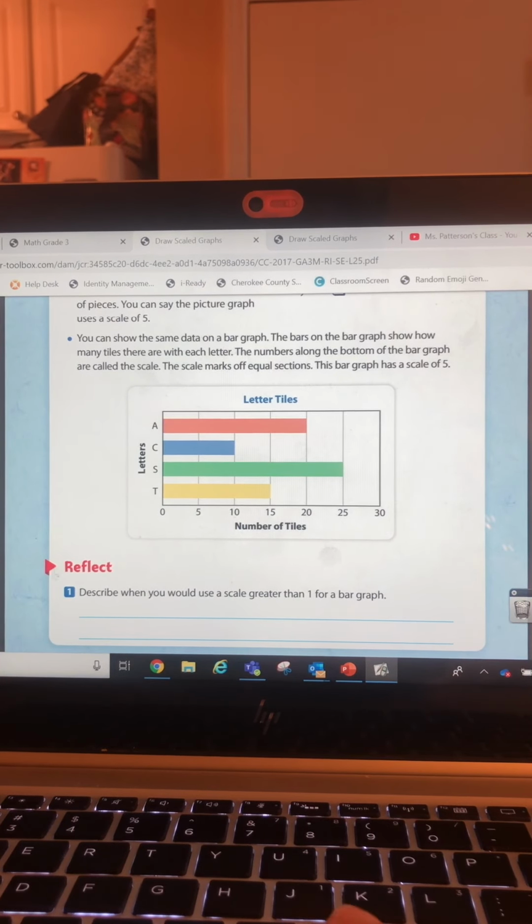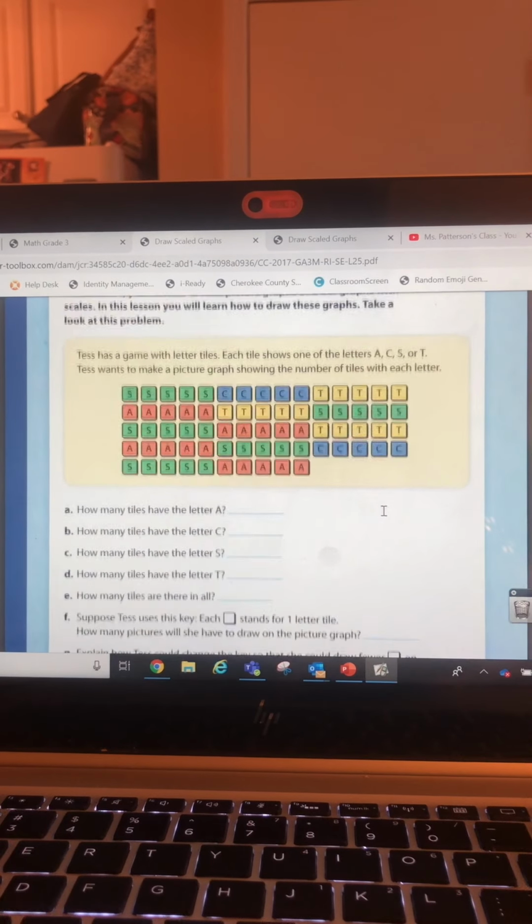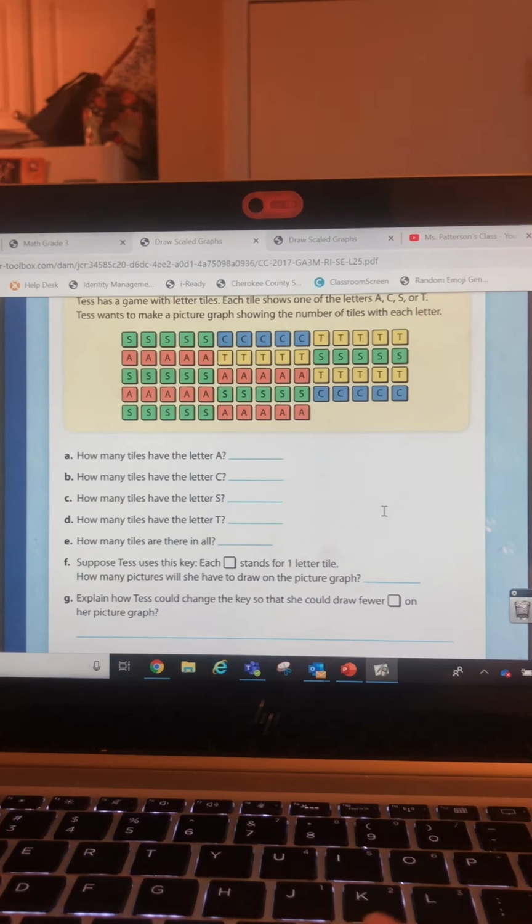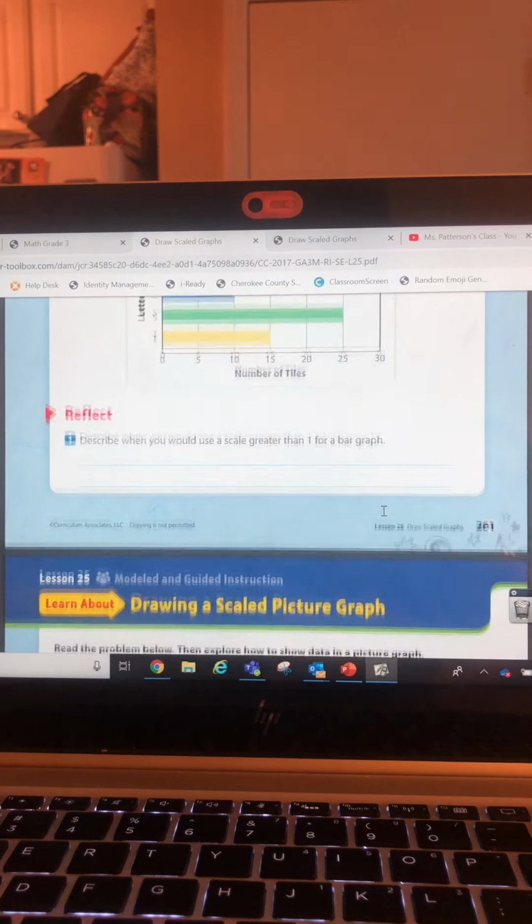I'm going to let you guys answer this question because it's a reflect question. So when would you use a scale greater than 1 for a bar graph? Would you use a scale of 1 for our data up here? Let's think about it.